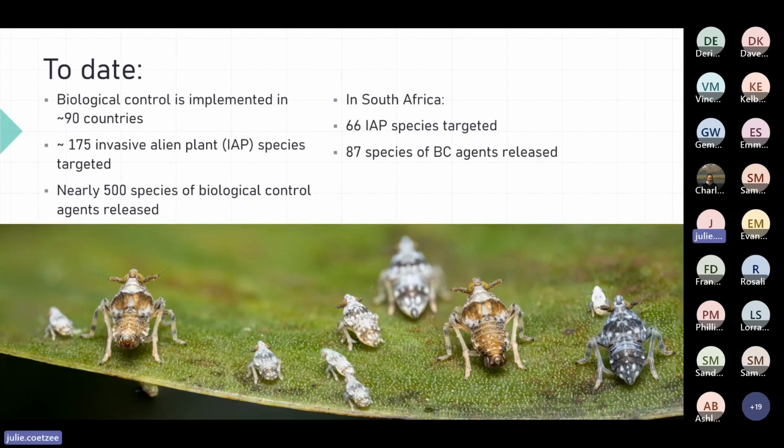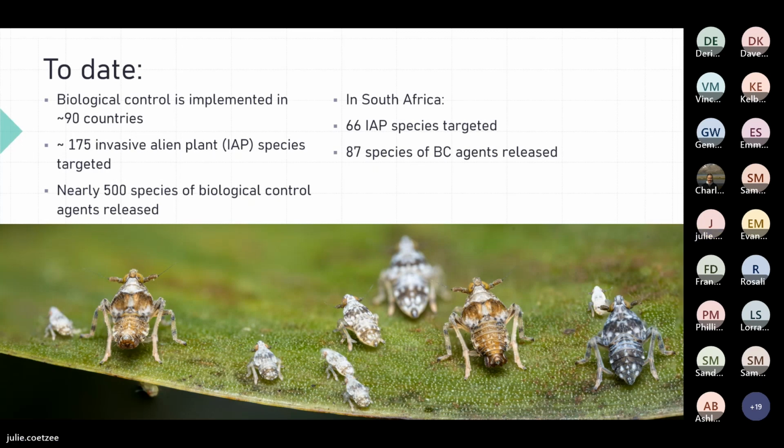So today, throughout the world, biocontrol is implemented in approximately 90 countries. I did read another update that it's actually about 130 countries. Approximately 175 invasive alien plant species have been targeted throughout the world, with the release of almost 500 species of biological control agents. And if we look at South Africa, we have targeted 66 invasive alien plants with the release of 87 species of biological control agents. So it's a worldwide practice.